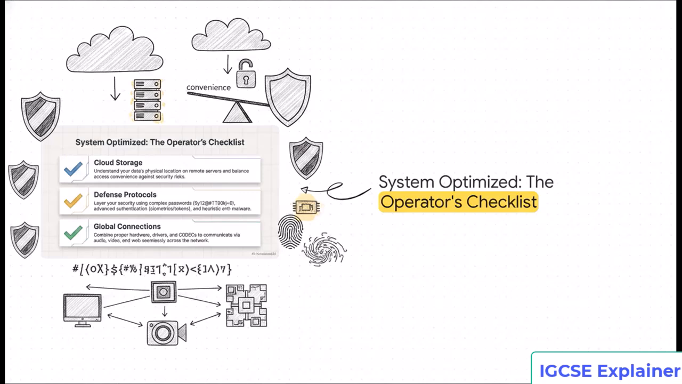Second, defense protocols. Layer your security. Use complex, gibberish passwords, utilize advanced authentication like tokens or biometrics, and always run heuristic anti-malware. Third, global connections. Combine the proper hardware, drivers, and codecs to communicate seamlessly across the network.